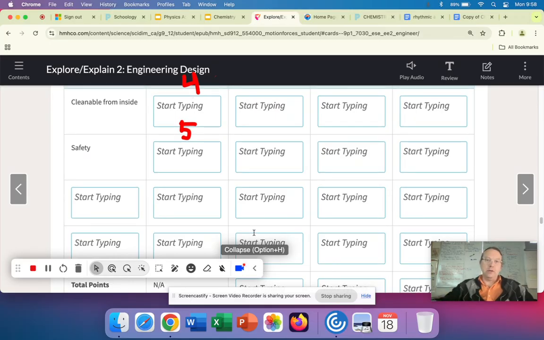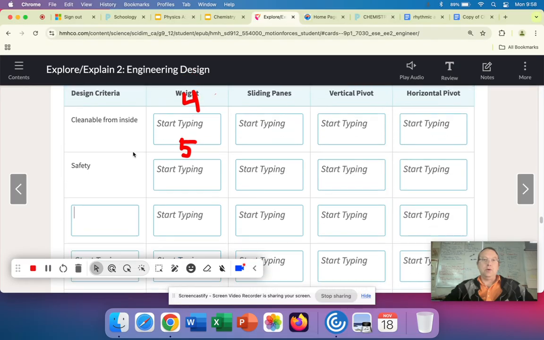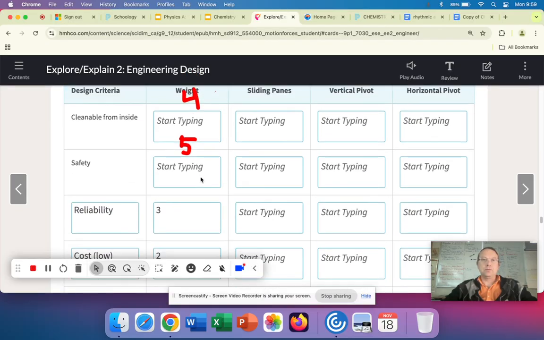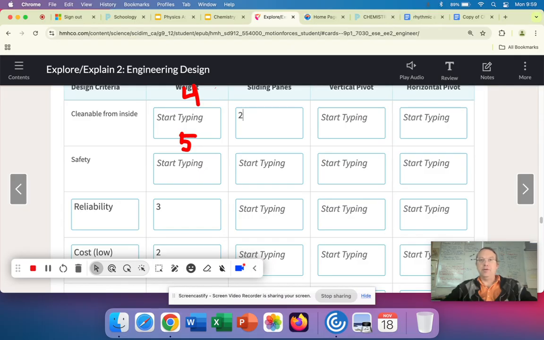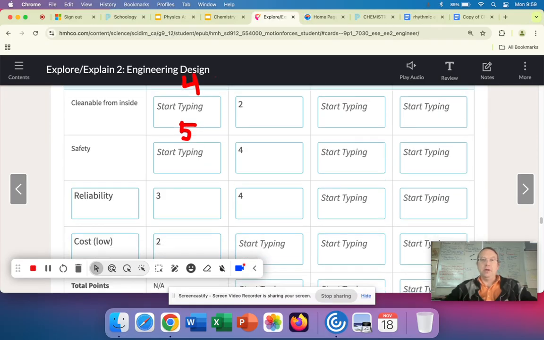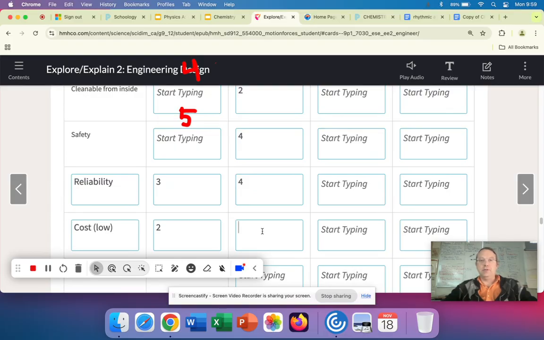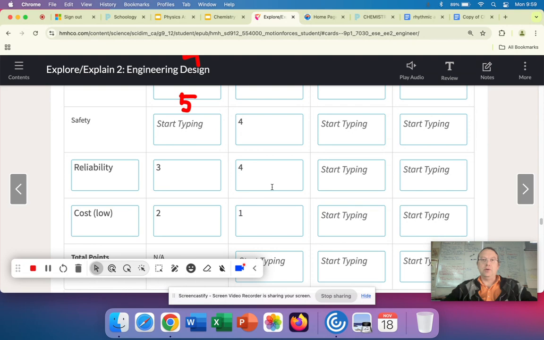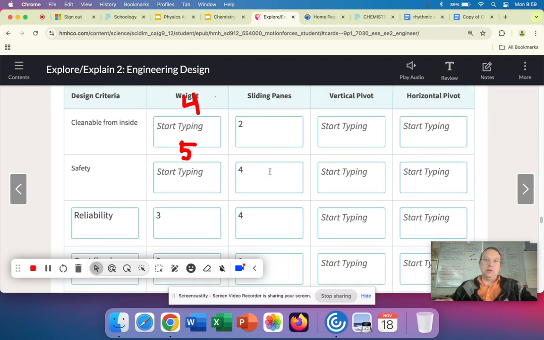Let's say reliability and low cost. So if let's say the sliding pane's not very cleanable from the inside, but pretty safe and pretty reliable, but the cost, they let too much of the cold air in, so the fuel cost for heating the building was bad. So one more example with this.